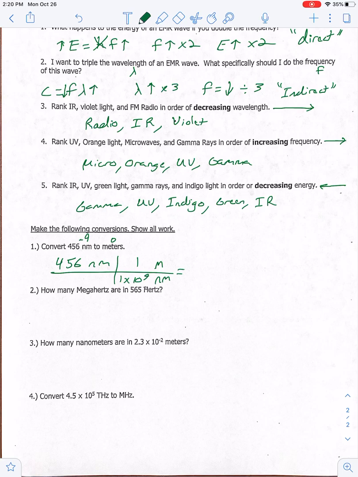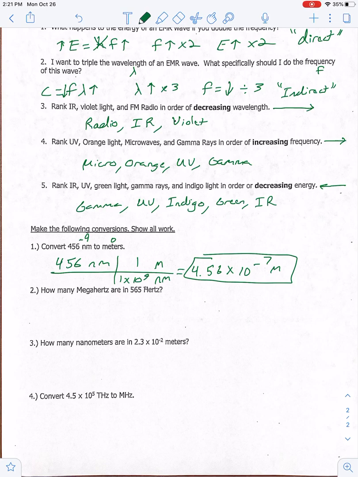Okay, and this is going to give me 4.56 times 10 to the negative 7 meters. And that's it. These are just one-step problems, so try not to make them more difficult than they are. So number 2, how many megahertz are in 565 hertz?